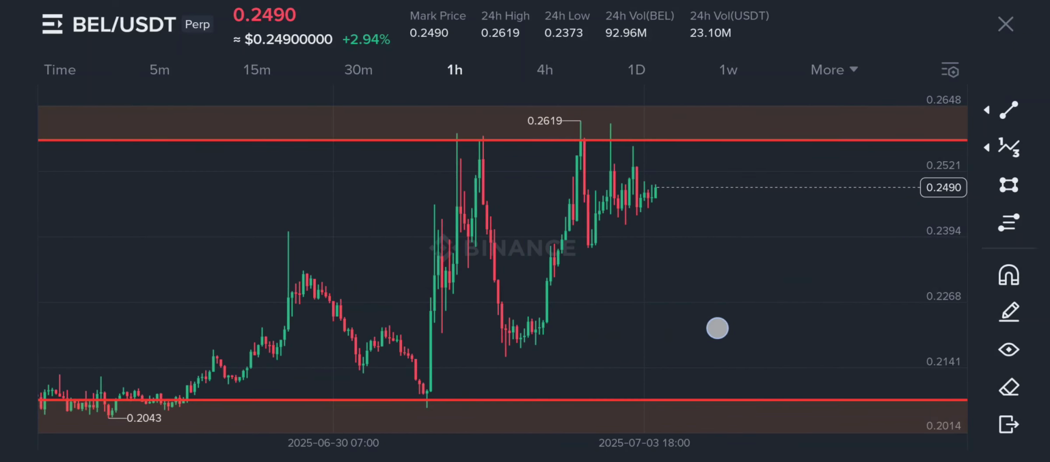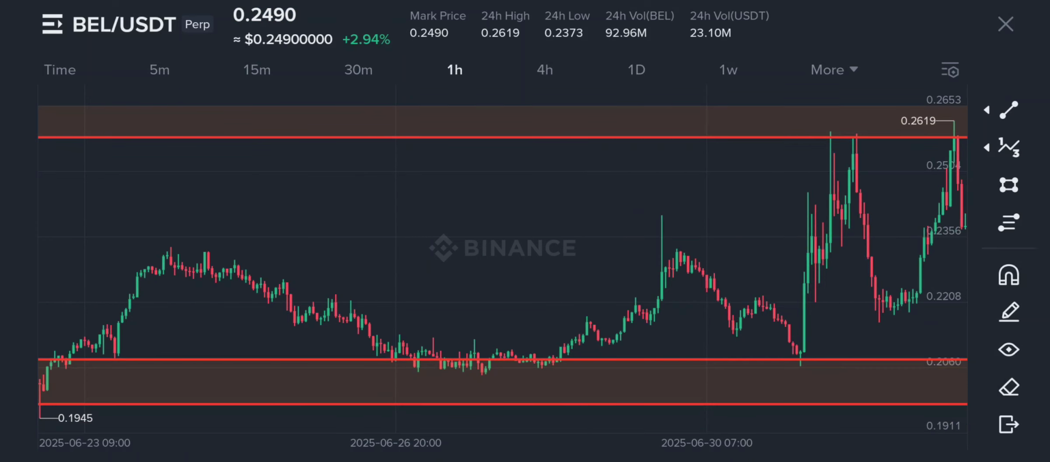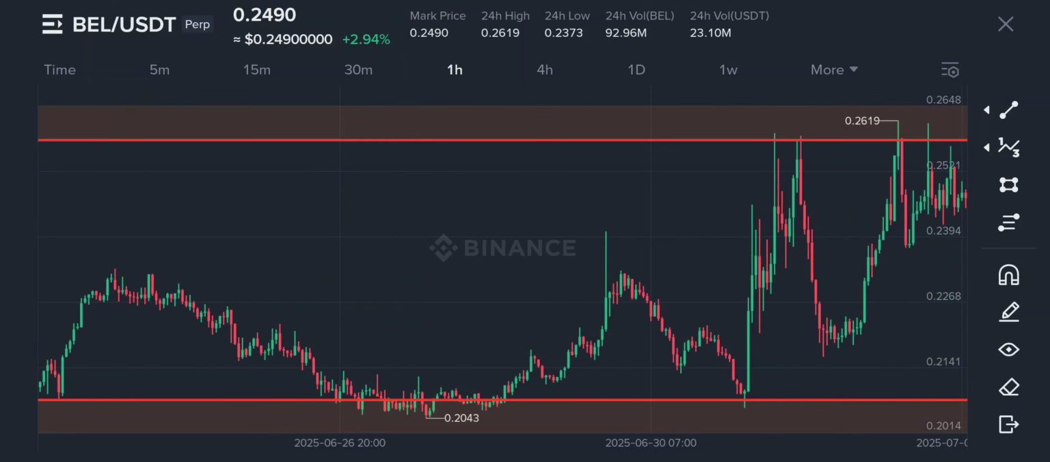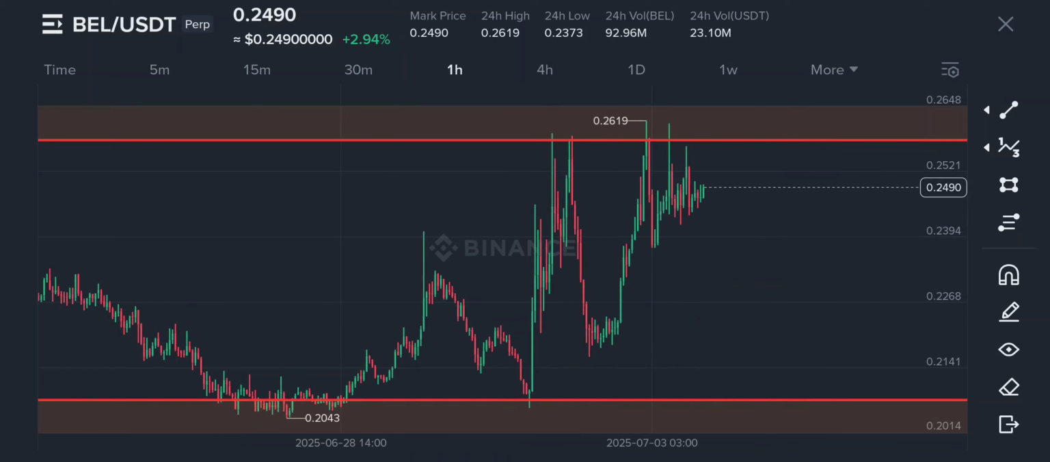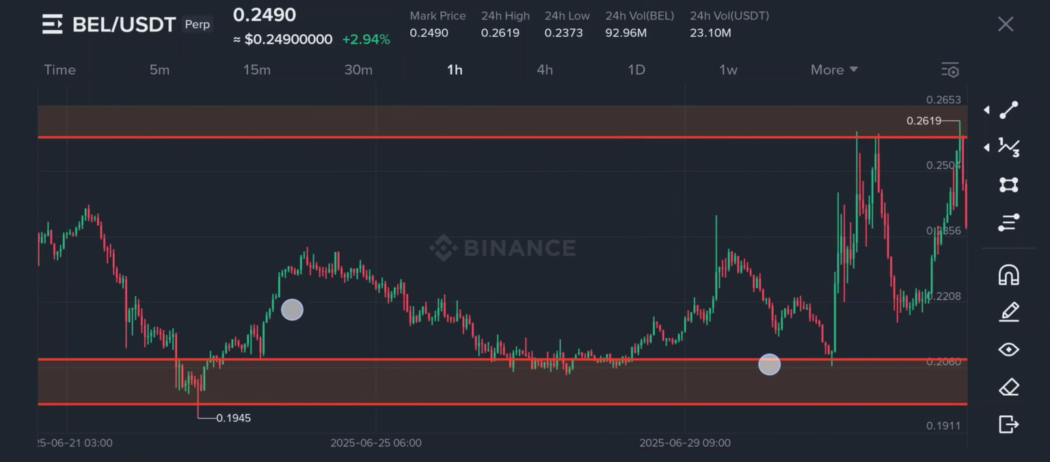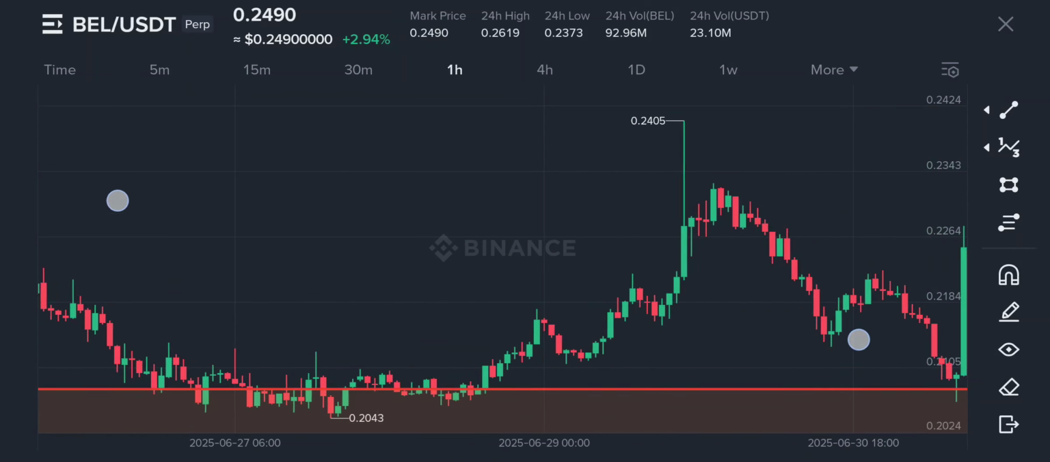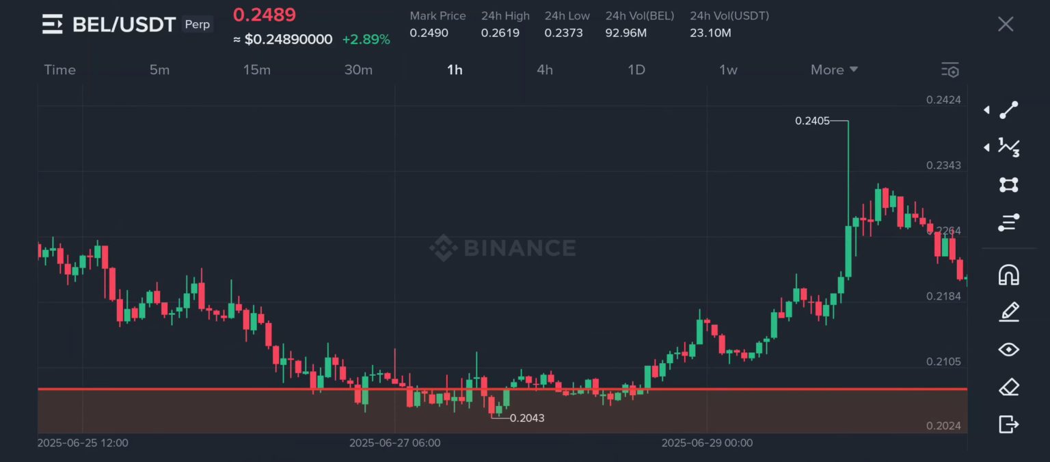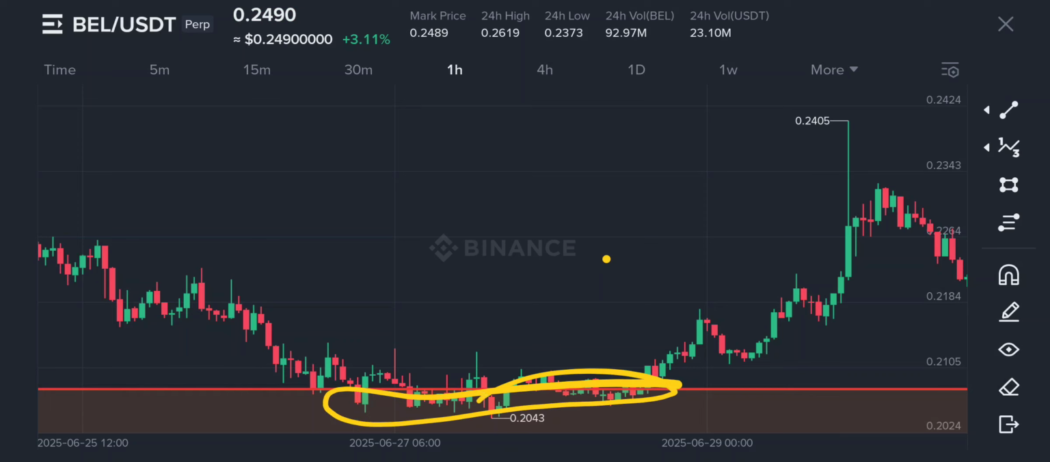On our 1 hour time frame, I think I dropped this Bell in the group. There was a time I dropped a sell opportunity on Bell. So you see when Bell moves into this area of interest, you see how it has reacted to it. You see all the choppy movements until it broke above it.